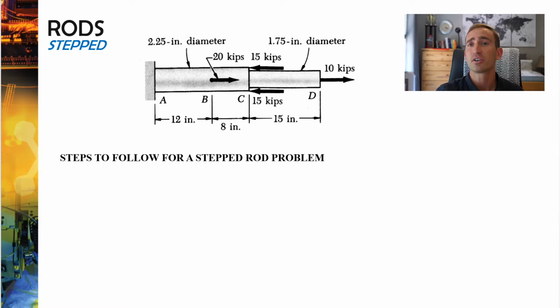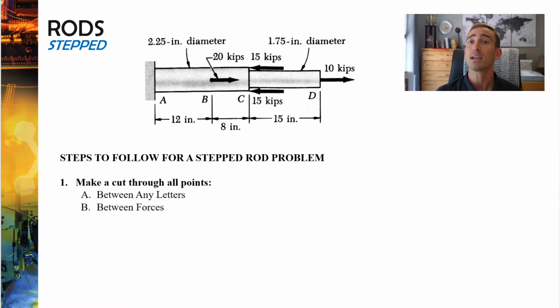But pretty much the first thing you want to do in a stepped rod problem is make a cut through all of the points that either A, fall between two different letters, or B, fall between two different forces. In this particular case, the points that meet that condition, where we want to make our cuts, are going to be between points A and B, between B and C, and between C and D.